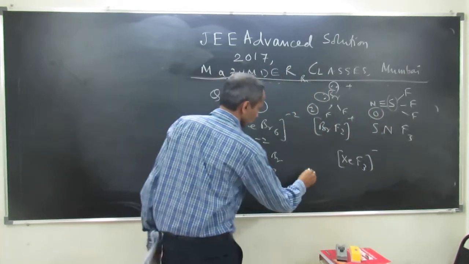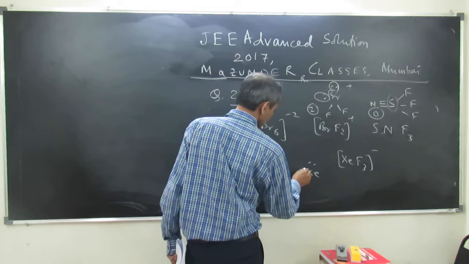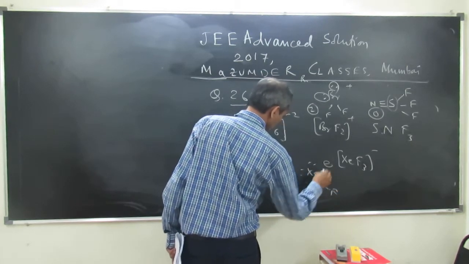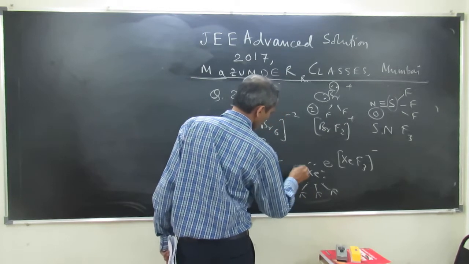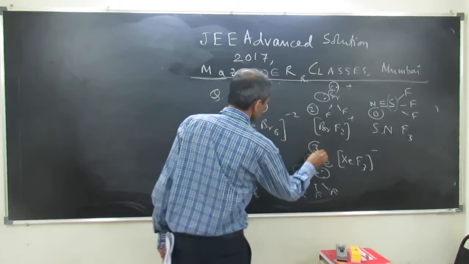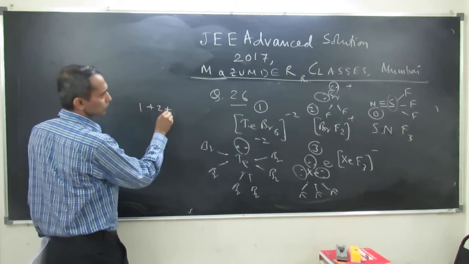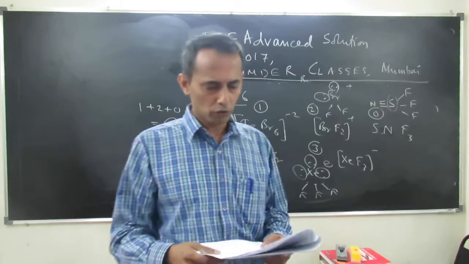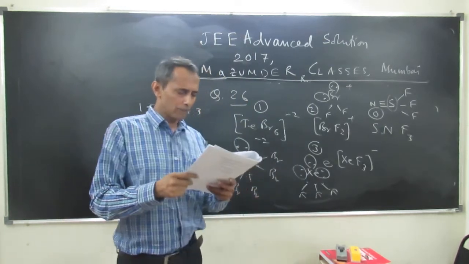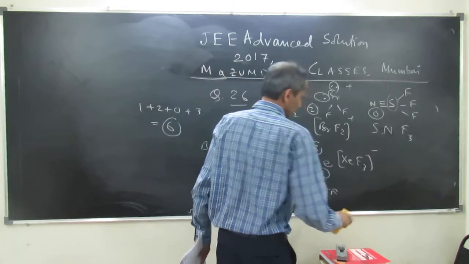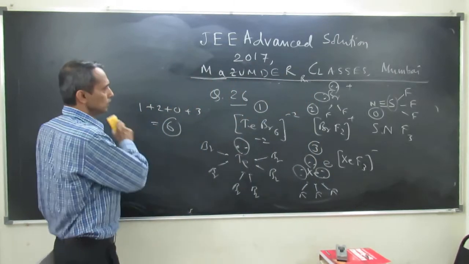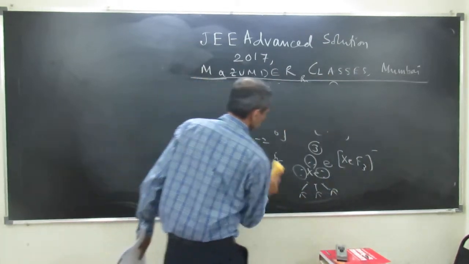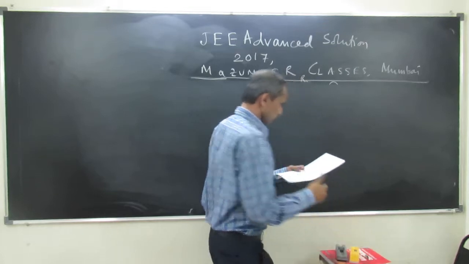Then for XeF3 minus, xenon has 8 electrons and an extra electron for the minus charge, with 3 fluorines, so it has 1 lone pair, 2 lone pairs, 3 lone pairs, so 3. Therefore 1 plus 2 plus 0 plus 3 gives you 6. So question number 26 has answer 6. So 6 total lone pairs are available on the central elements of every compound. So the answer for 26 was 6.